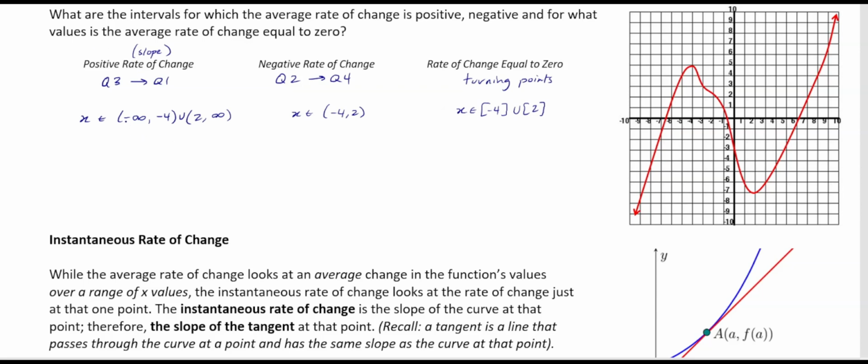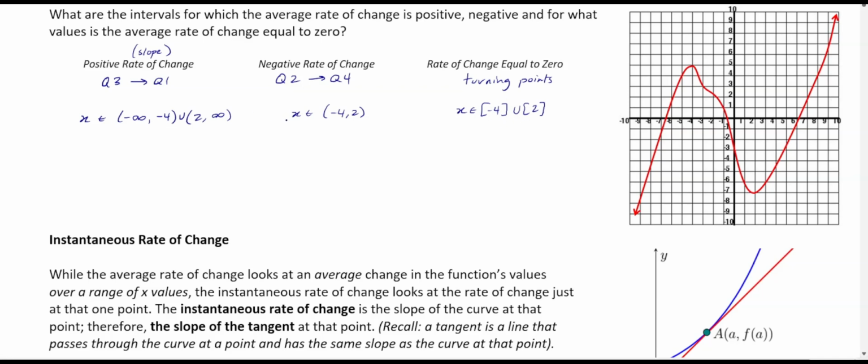Okay, so positive rates of change would be on the intervals from negative infinity to -4, right? As you can see right here, we've got a positive slope. Then we have again a positive slope as we go from 2 to infinity. Notice that we use round brackets around -4 and around 2 because right at -4 and right at 2 we have a turning point, or where the rate of change is equal to 0. And so that's where we write that.